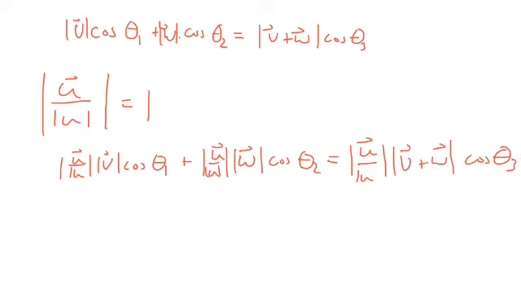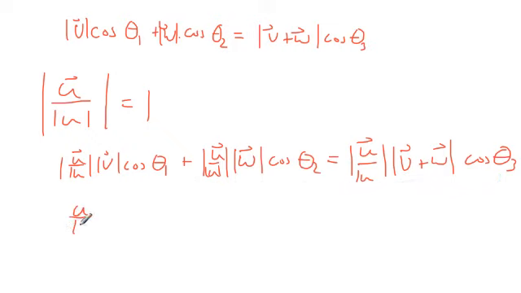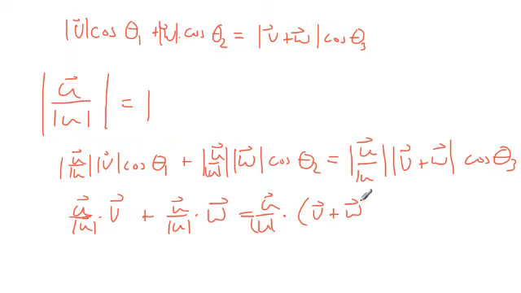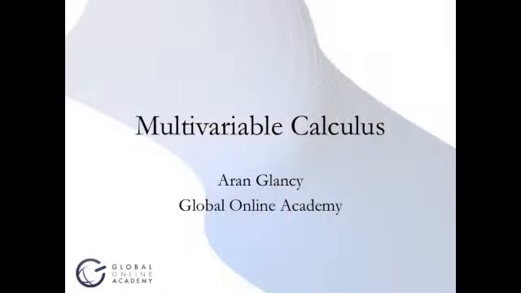Okay, now we see that each one of those is the result of a dot product, and the dot product is u over the magnitude of u dot v plus u over the magnitude of u dot w is equal to u over the magnitude of u dot the sum v plus w. And that's our distributive property.